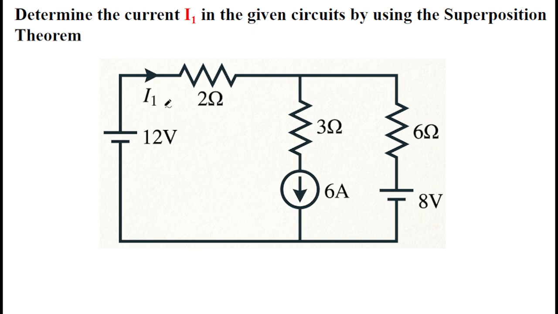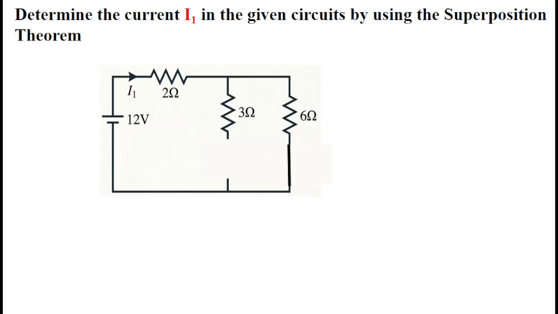Let us take the 12 volt source first as the acting source, and the rest of the two sources as inactive or ineffective sources. To make them ineffective, the 6 ampere source will be open circuited, so that the current across its terminals becomes 0. Similarly, the voltage source will be short circuited, so that the voltage across its terminals becomes 0. The resulting circuit will look like this.